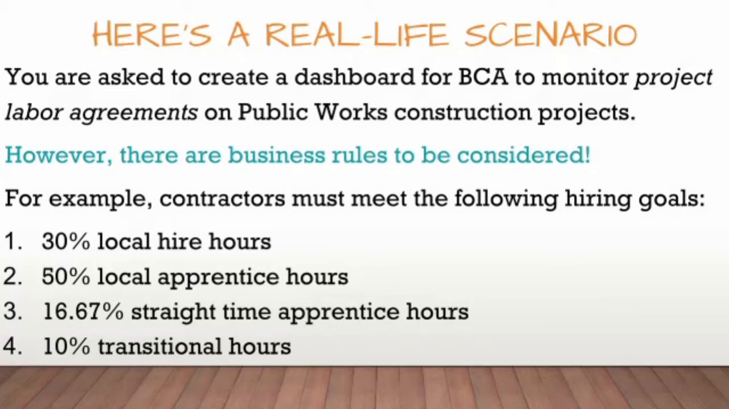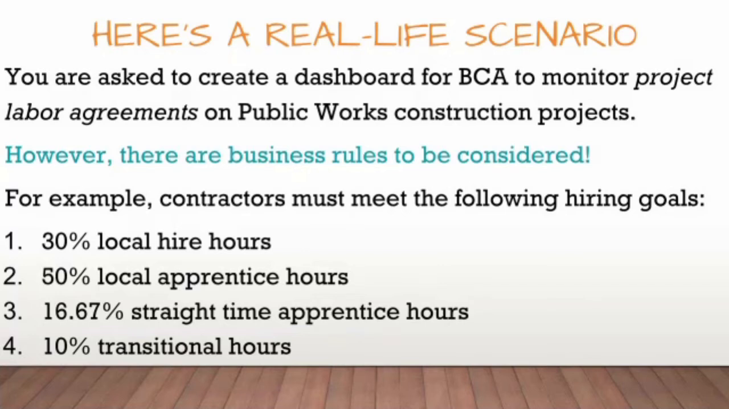50% of all your apprentice hours have to be done by local apprentices. So of all your apprentices, how many of them came from Tier 1 and Tier 2? 16.67% of all your straight time hours have to be done by apprentice workers. So straight time is hours of 8 or less. That's straight time. Anything else would be considered overtime.